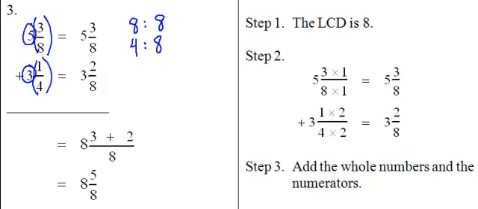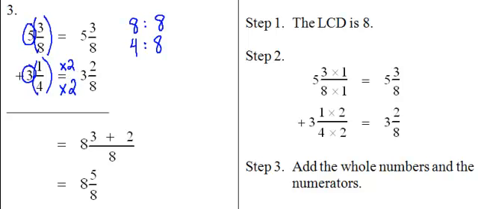So all we have to do now is rewrite both of these fractions with a denominator of 8. You can see that our first mixed number and its fractional portion is already over 8, so we can leave that as is. Okay, our second one is over 4. So to get from 4 to 8, I had to multiply by 2. What I do to the denominator, I must also do to the numerator. 1 times 2 gives me 2.